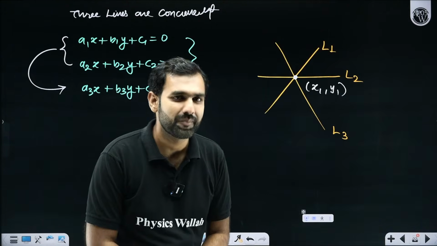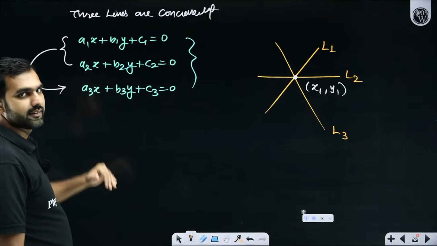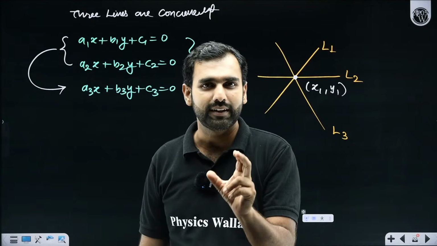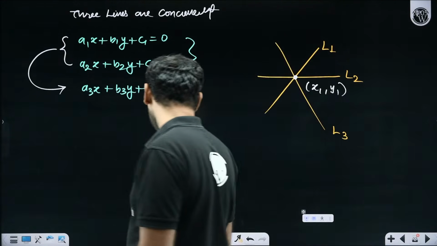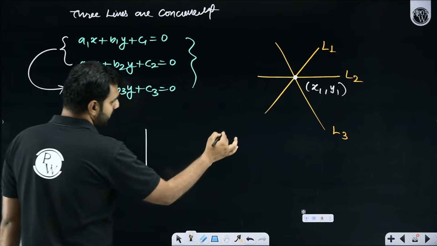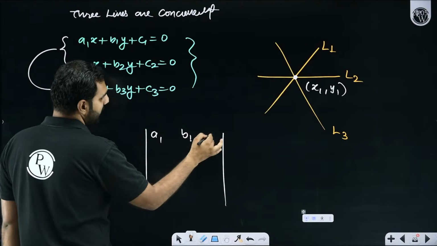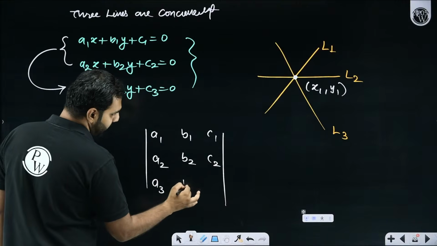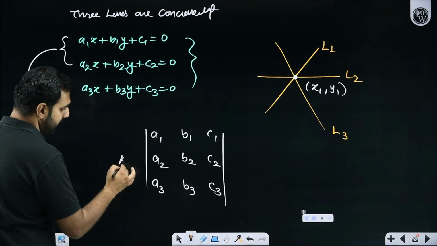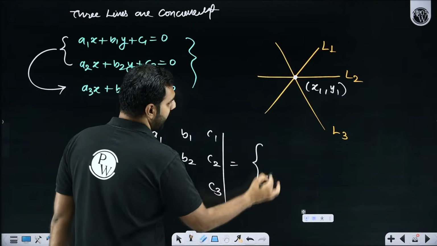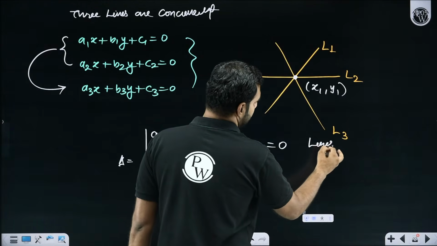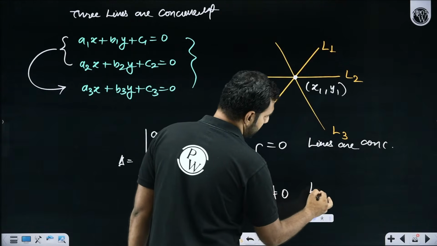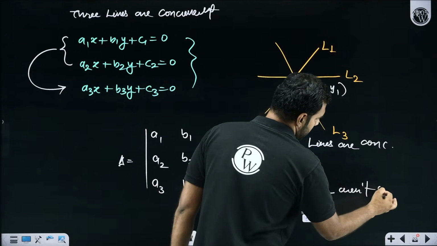Sir, what is that approach? That approach says that if you are given three lines and you're supposed to check whether they are concurrent or not, there comes a method which is called the determinant method. So the determinant method says, you find the determinant of A1, B1, C1, A2, B2, C2, A3, B3, C3. Let's call it delta. Now, if this delta is 0, we say lines are concurrent. If this delta is not 0, we say lines are not concurrent.